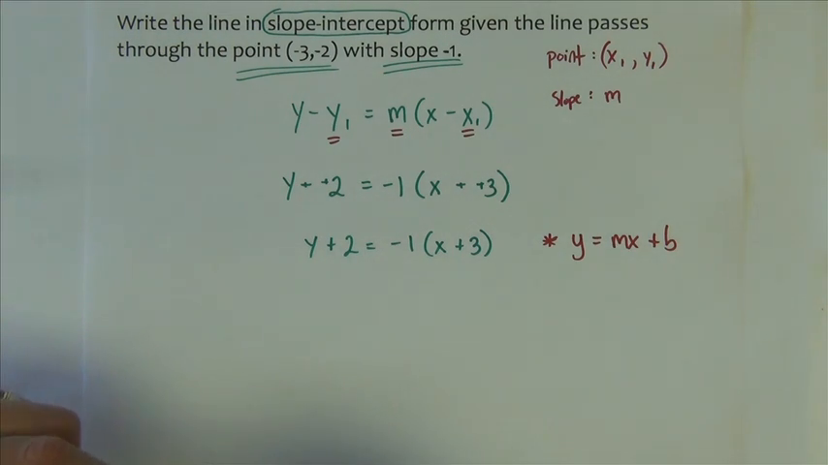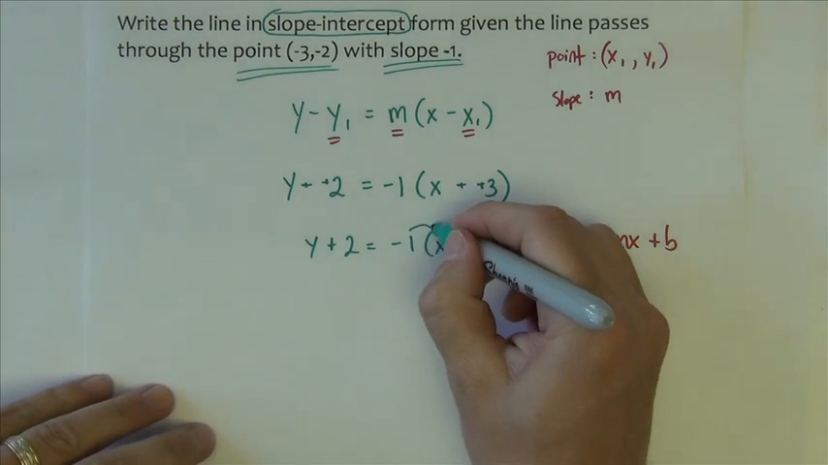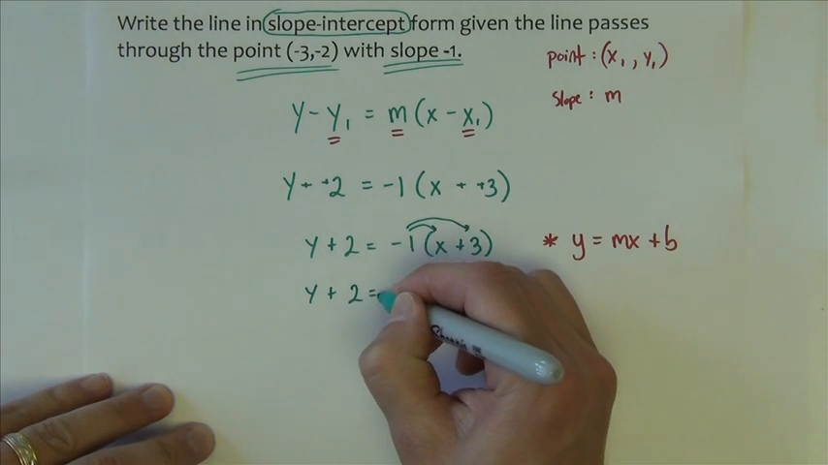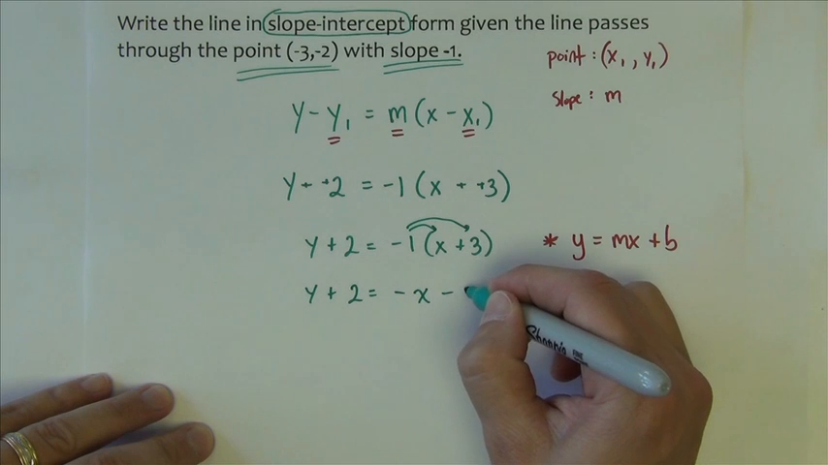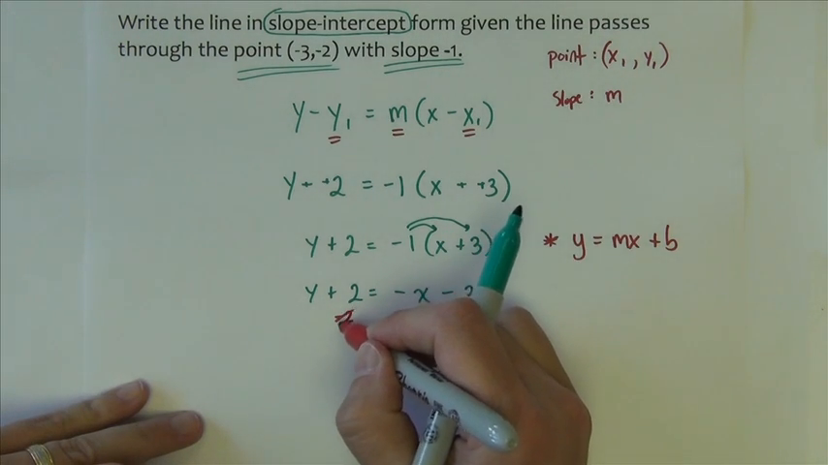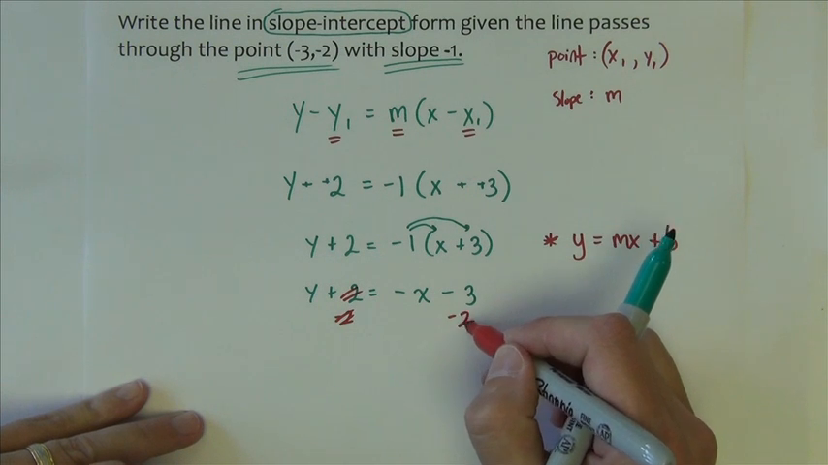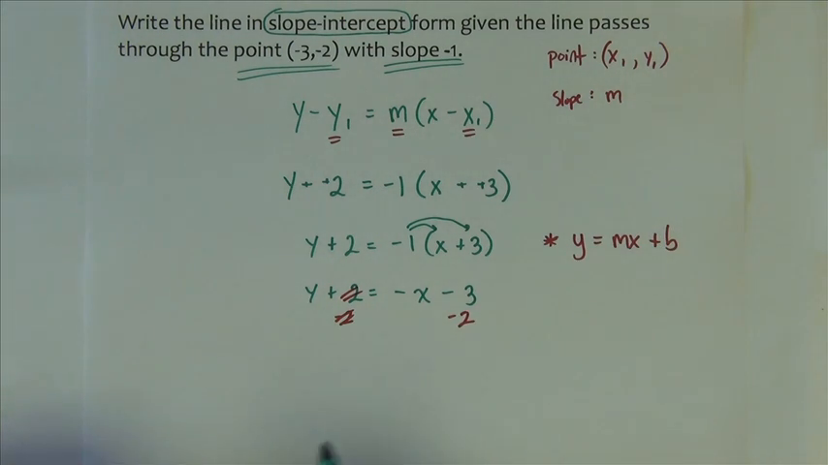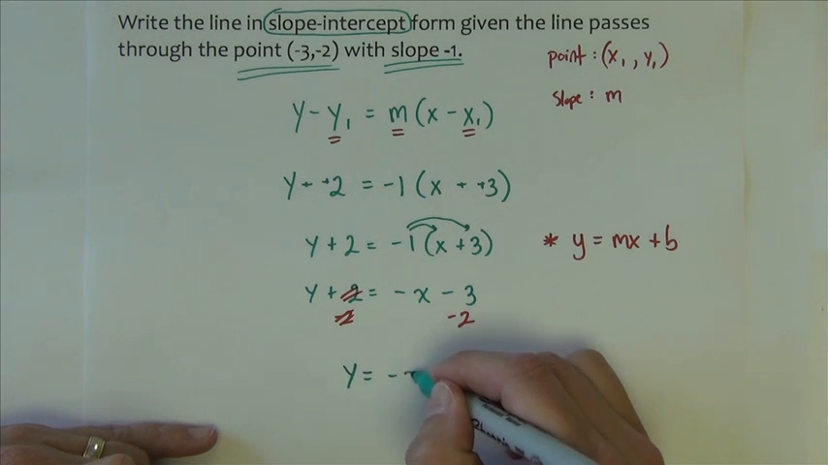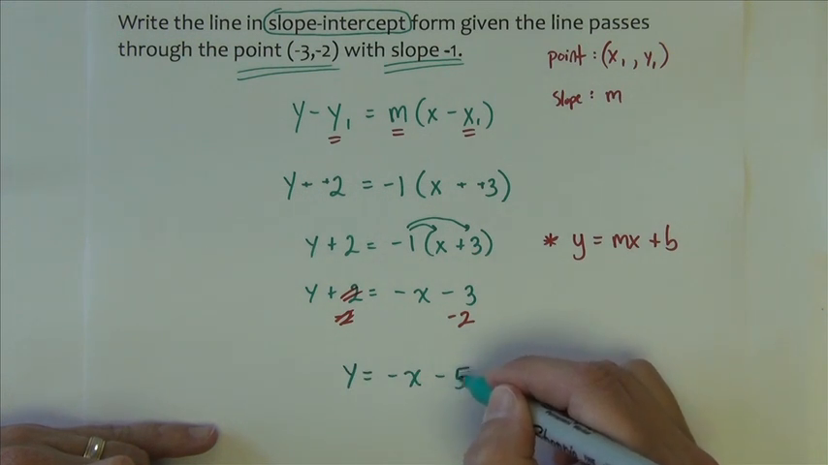The plus 2 does. I'm going to first distribute the negative 1. So we have y plus 2 equals negative x minus 3. Now we can subtract the 2 and we'll get to our slope-intercept equation. Y equals negative x minus 5.